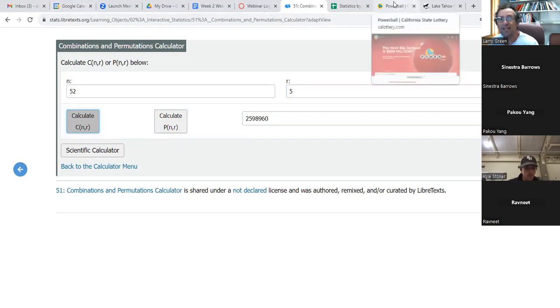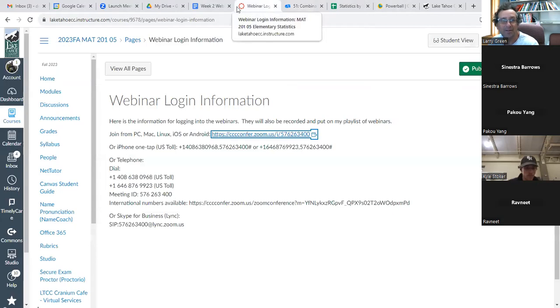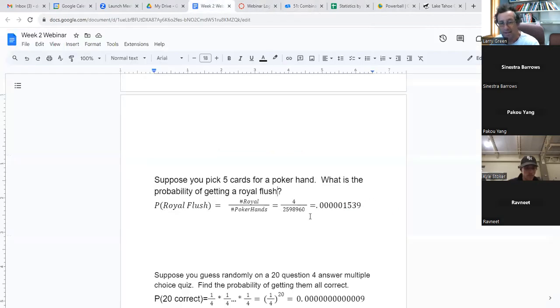So if I look at the answer, it's that one. You get 4 over 2,598,960, or about 0.0000001539. Okay, really small probability. Any questions on that? Any questions on this example for probability?